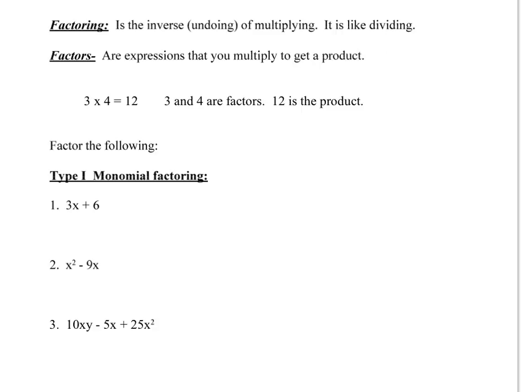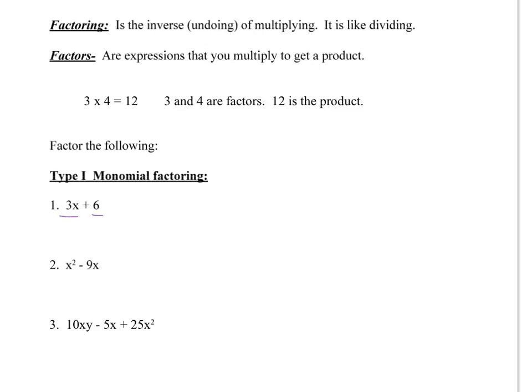It's like dividing. Factors are expressions that you multiply to get a product. 3 times 4, 3 and 4 are my factors, 12 is the product. That's the answer when you multiply, and you guys know that. So let's look at the first one. We can see we have 3x plus 6. I'm going to factor that. I see that there is a common factor in each term. The common factor in each of these terms is 3.